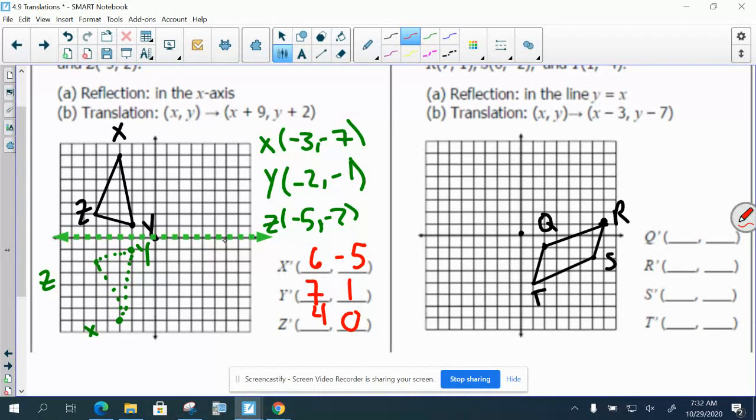So it'd be (6, -5) is x prime. And then (7, 1) is y prime. And (4, 0) is z prime. So that would be our final image.